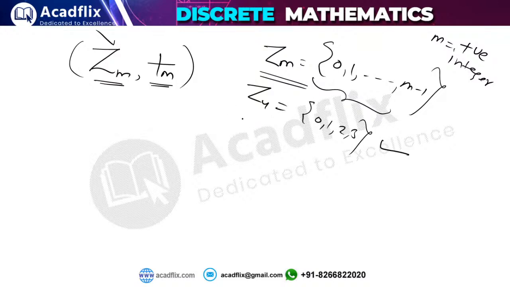Okay, now, Khushbu, we have just started. I have taken one example, and we are looking at this first example. We are just checking whether this algebraic structure is a group or not. This is a very simple example. So Z4, this is how we have defined Zm.